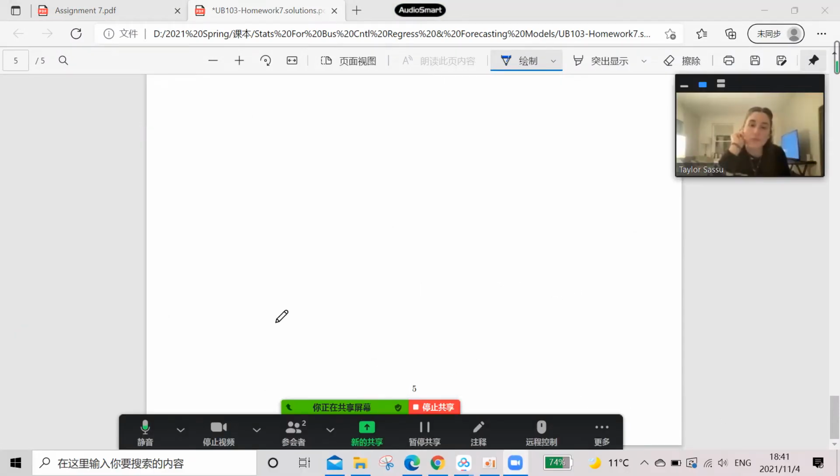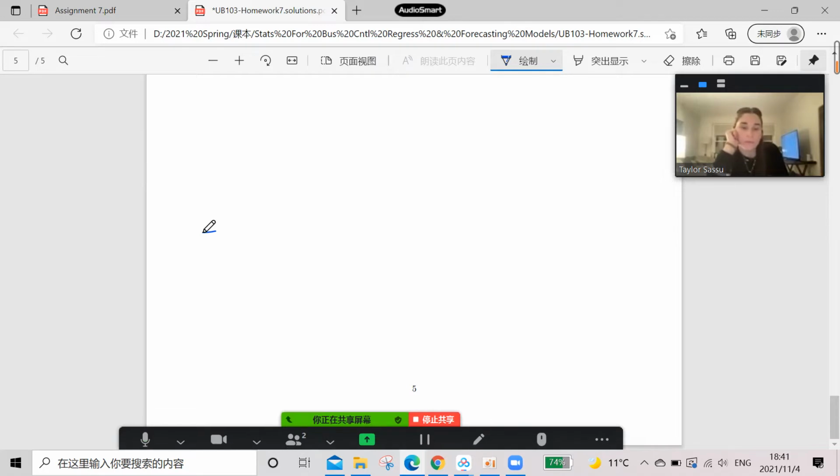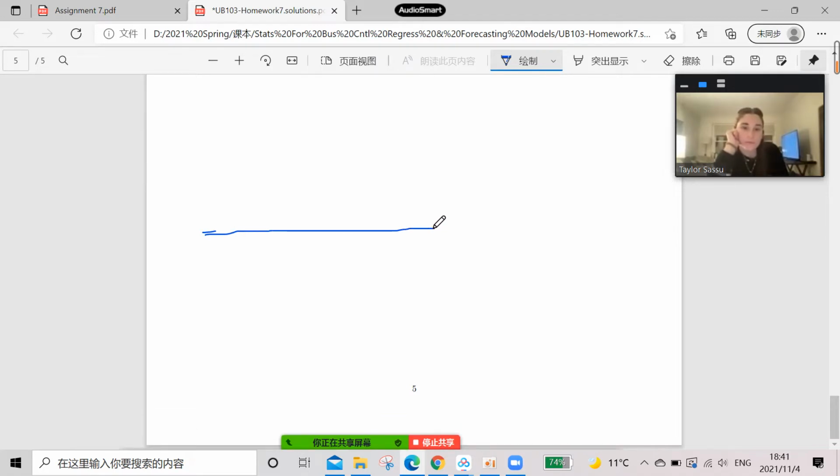So I'll try to. Can you see this? Yes. So basically, I try to draw this like a bell curve. It looks similar to this. And inside this bell curve, the area equals 1. And in the middle, this is your z-score equals 0.